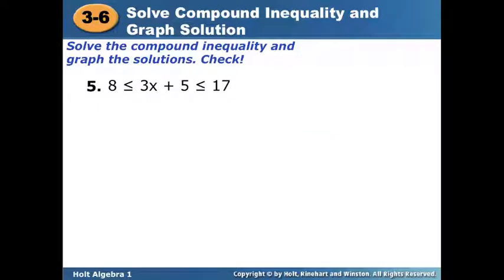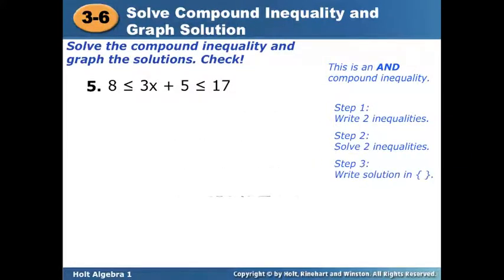Example number 5. We have 8 is less than or equal to 3x plus 5 is less than or equal to 17. This is an and compound inequality. Be very careful with setting up your 2 inequalities. Pause the video at this time to write your 2 inequalities.